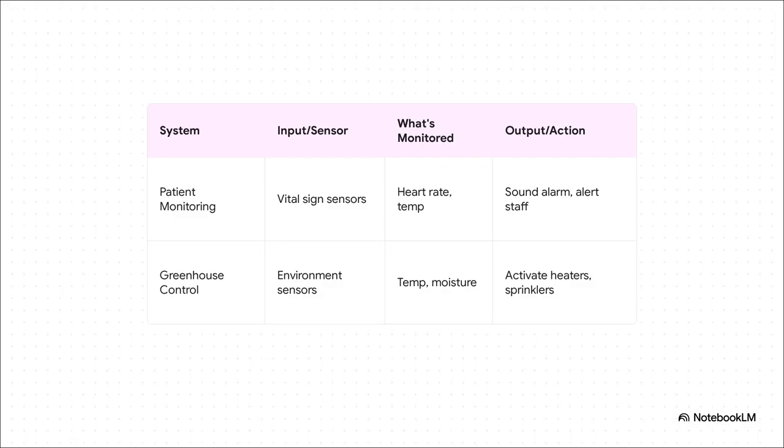Just take a look at these two examples. In a hospital, you've got sensors monitoring a patient's vital signs. If their heart rate, the input, drops dangerously low, the output is an alarm that immediately alerts the medical staff. Or think about a high-tech greenhouse. Sensors monitor the temperature. If it gets too cold, the output is a heater automatically turning on. It's the exact same logic loop: input, process, output.